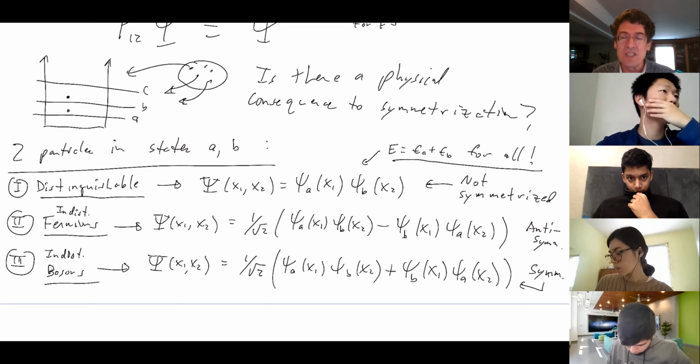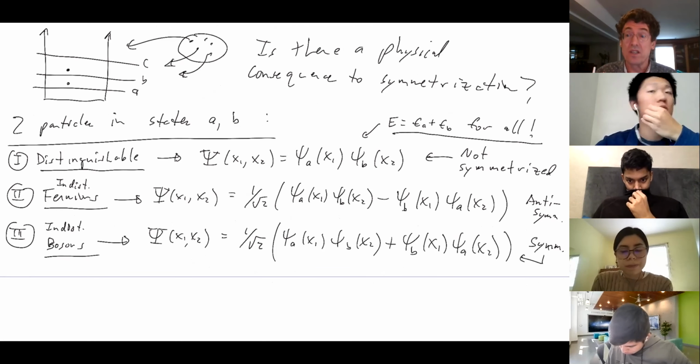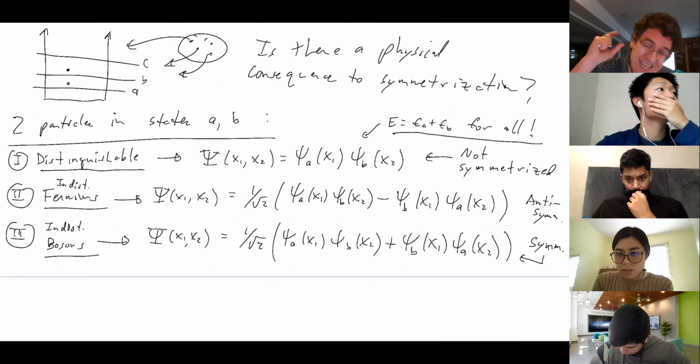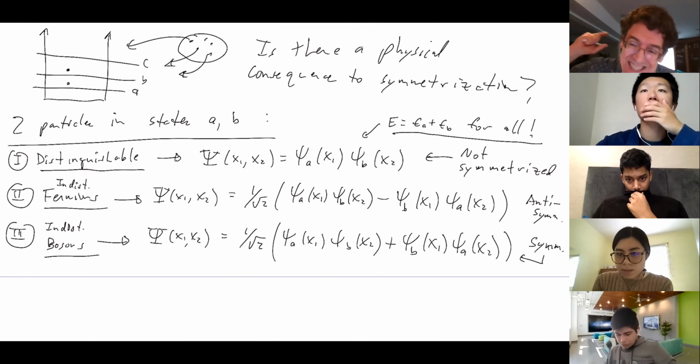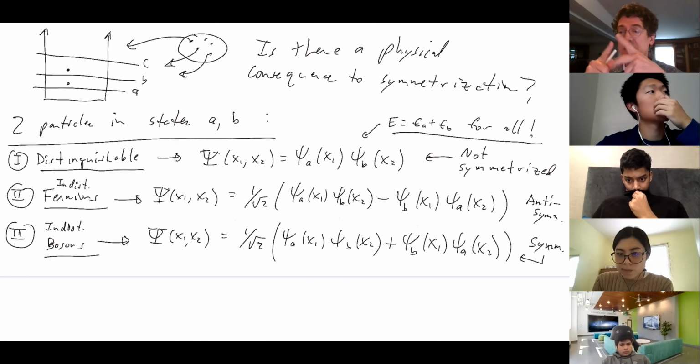Okay, so now you see it right in front of you. You've got these three situations where I have two particles and I'm putting them in the same two states that have the same two energies. The only difference is that in one case, the particles are distinguishable. In the next case, they're indistinguishable fermions. And in the next case, they're indistinguishable bosons.